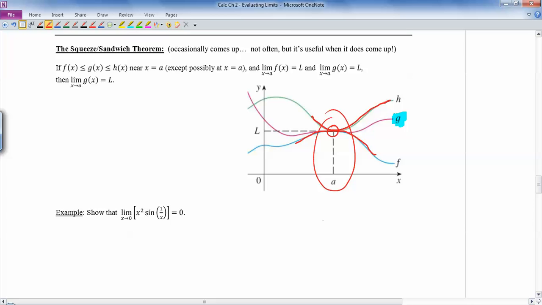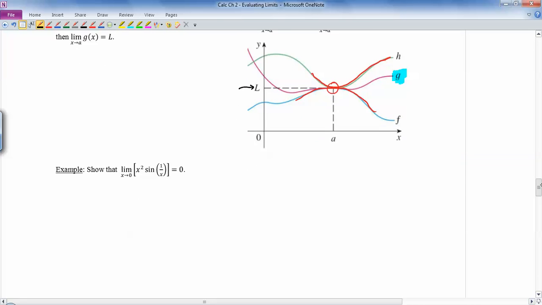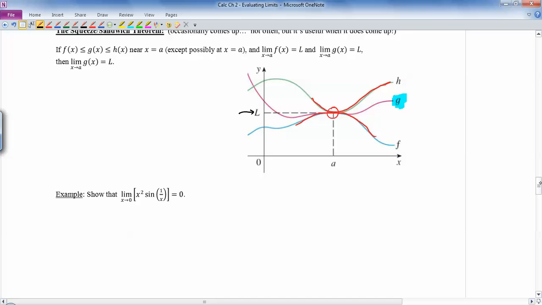Okay? Because if they do that and you can figure out what h and f both do, then you can figure out what g does right in that spot. And that's why it's called the squeeze theorem. It squeezes g into a specific location, and in this case, it's L, right? So let's use that theorem to do this example down here.